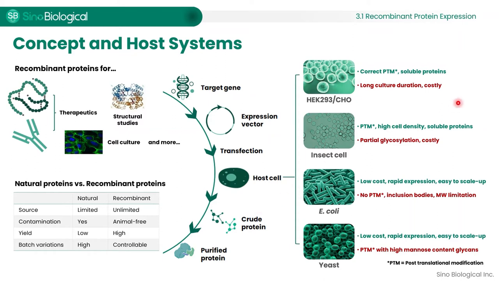In Sino, we have four major platforms for recombinant expression, including the mammalian cell expression systems, such as HEK293 or CHO cell lines. We also have the insect cells and E. coli expression systems. In very occasional cases, we also use the yeast expression system.